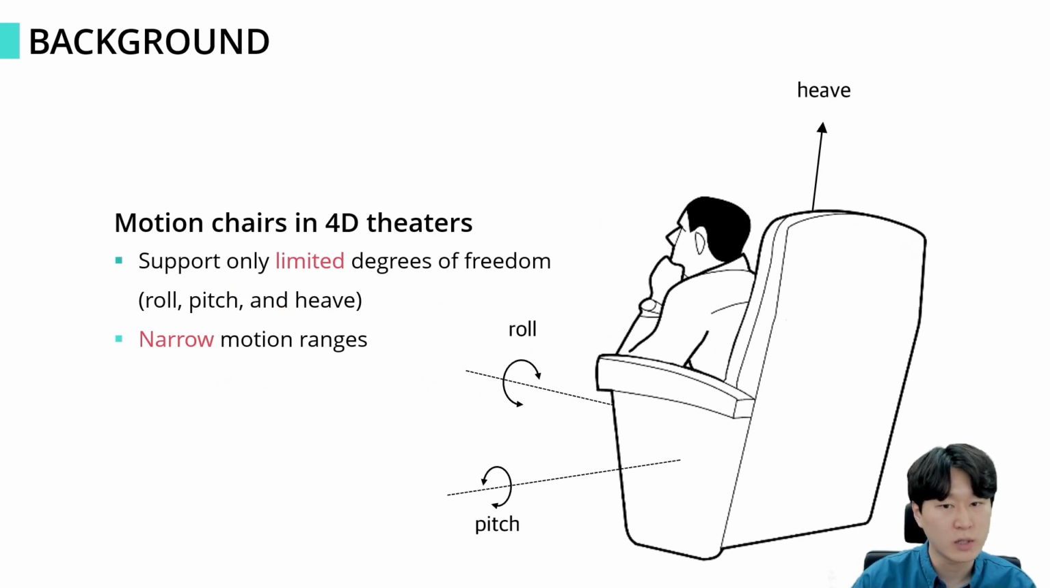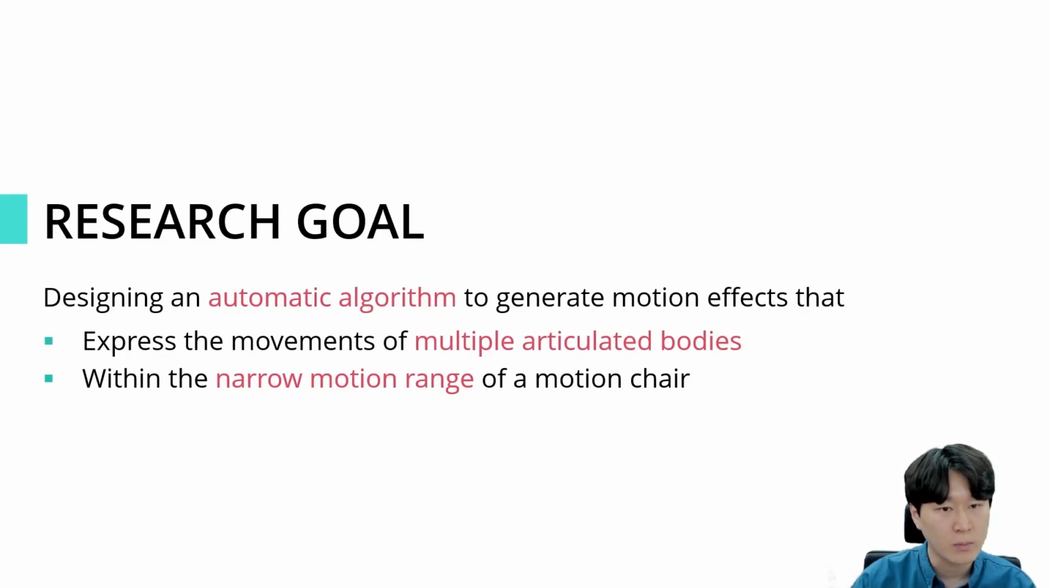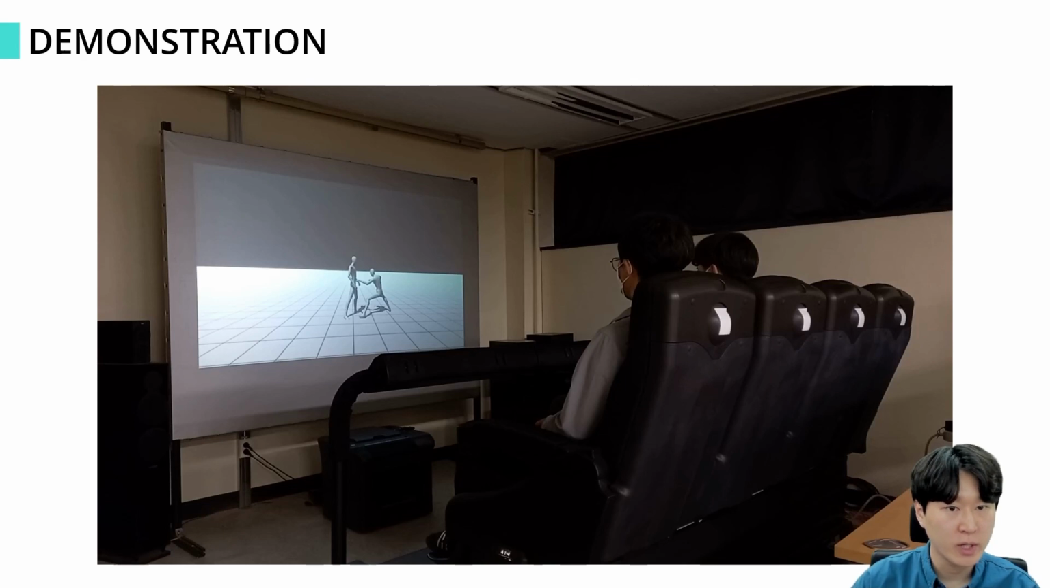However, the motion chairs in the 4D theaters can move with only 3 degrees of freedom, and their motion ranges are very narrow. Therefore, it is very difficult to make a motion effect for articulated bodies. Motivated by this, we set our research goal as designing an automatic algorithm to generate motion effects that express the motions of multiple articulated bodies within the narrow motion range of a motion chair. Before going into detail, I'll show you a short demonstration.